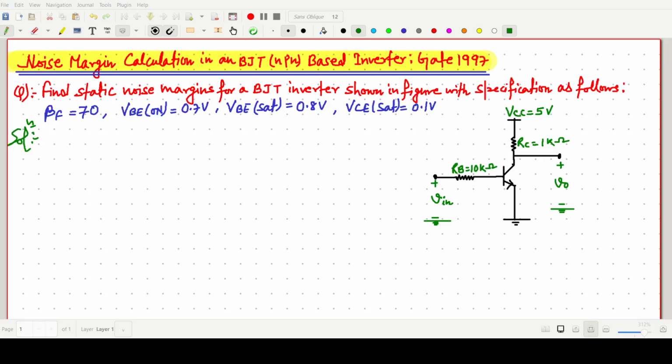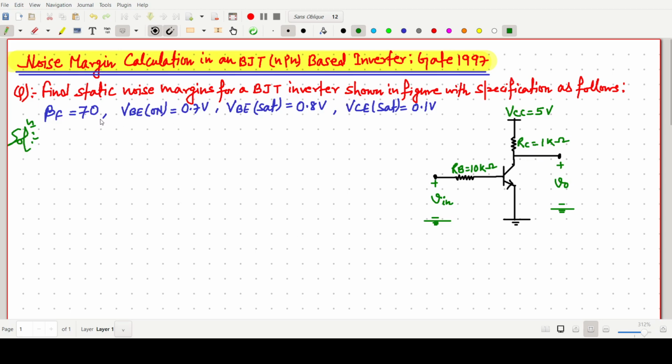Welcome everyone. In this video lecture, we will solve a GATE 1997 question which is based on noise margin calculation in an NPN based BJT inverter. In this question, we have to find the static noise margin, that is, the noise margin for the low input and high input for a BJT inverter with the following specification.